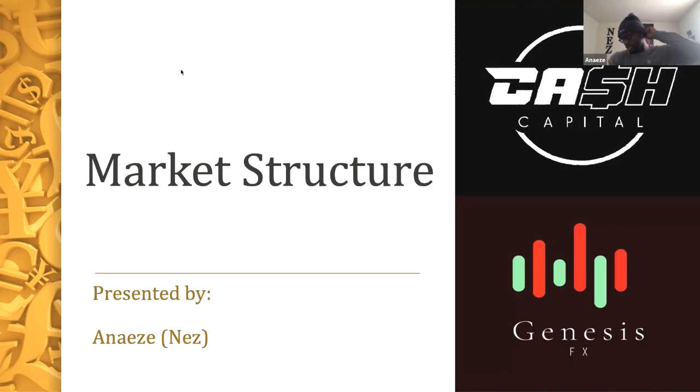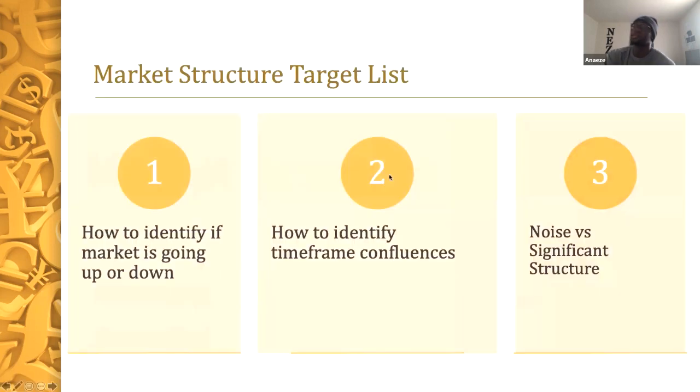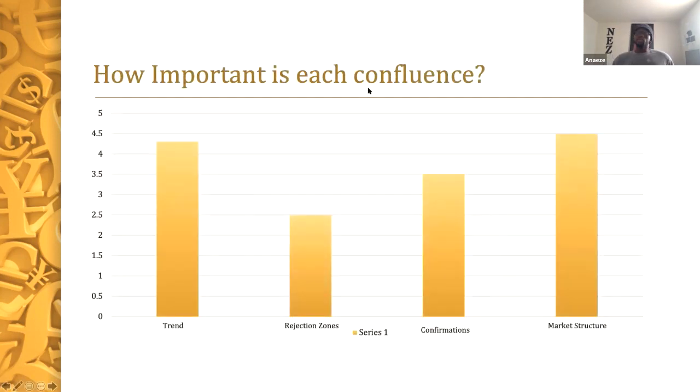As you can see, we have market structure, and it'll be presented by me. So let's go ahead and get started. We have 3 target lists for today. Basically, we're going to see how to identify if market structure is going up or down, how to identify time frame confluences, and noise versus significant structure. Every single one of those will be presented today in that same category. So how important is each confluence?